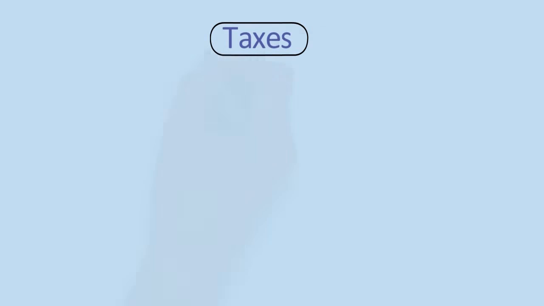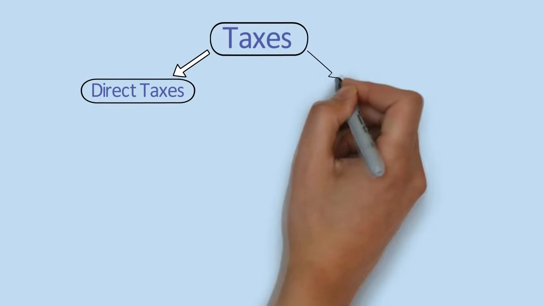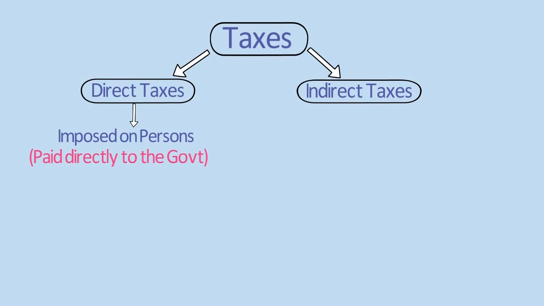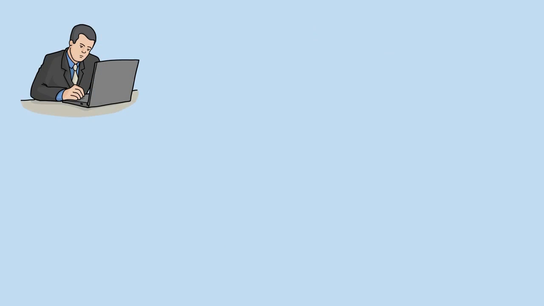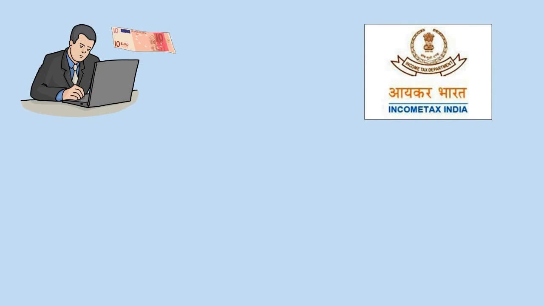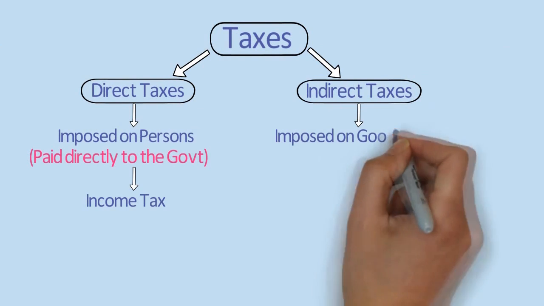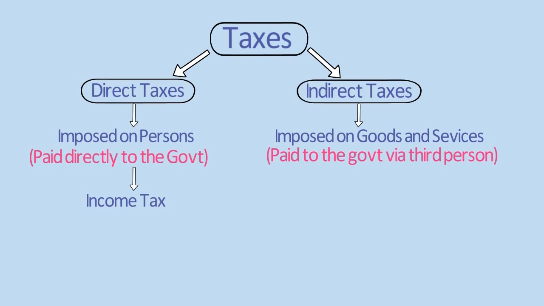Taxes can be divided into two broad categories. First is direct taxes and second is indirect taxes. Direct taxes are taxes which are imposed on a person and are paid to the government by the taxpayer himself. For example, income tax. If there is a liability of income tax on any person, he has to pay it directly to the government. Indirect taxes, on the other hand, are imposed on goods and services and are paid indirectly to the government via a third person.